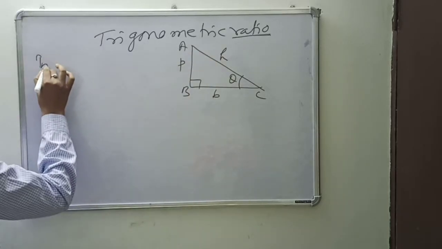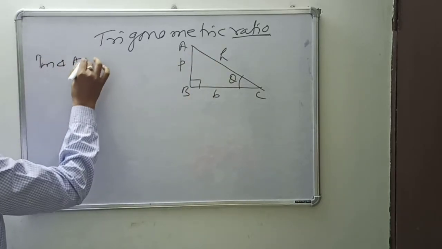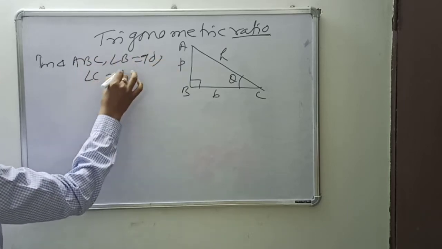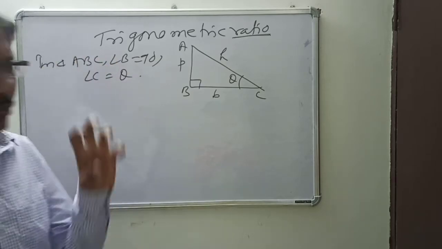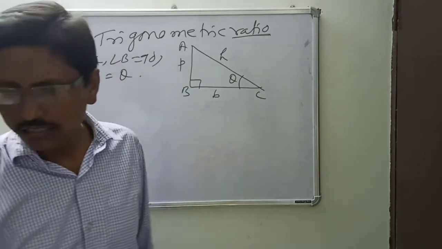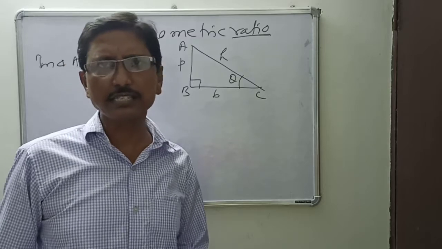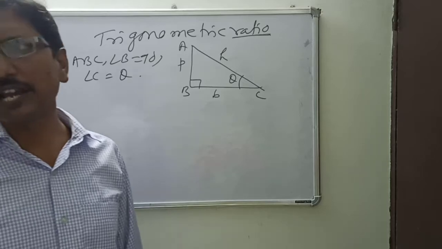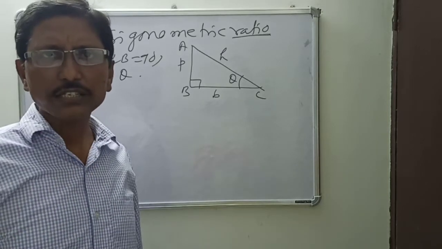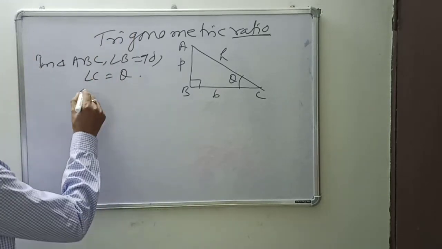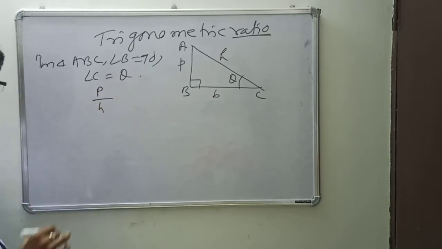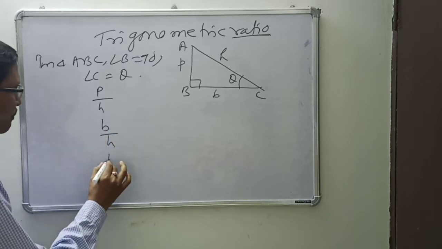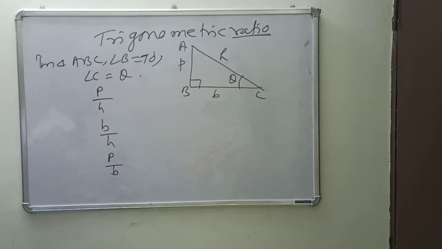In triangle ABC, angle B is 90 degree, and suppose angle C we have taken as theta. With respect to this angle theta we have three sides: base, perpendicular and hypotenuse. If you want to find the ratios, you will get various types: perpendicular and hypotenuse, base and hypotenuse, and perpendicular and base, taking two at a time.